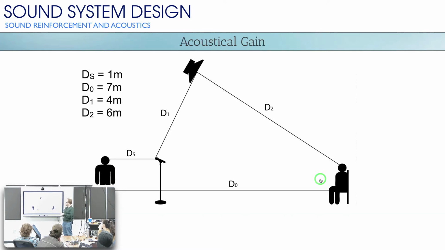But let's take a look at how we could figure this out. So I just said it's possible to predict how loud, or how much gain, you could get before feedback. Let's see if we can do it. How would we do it?